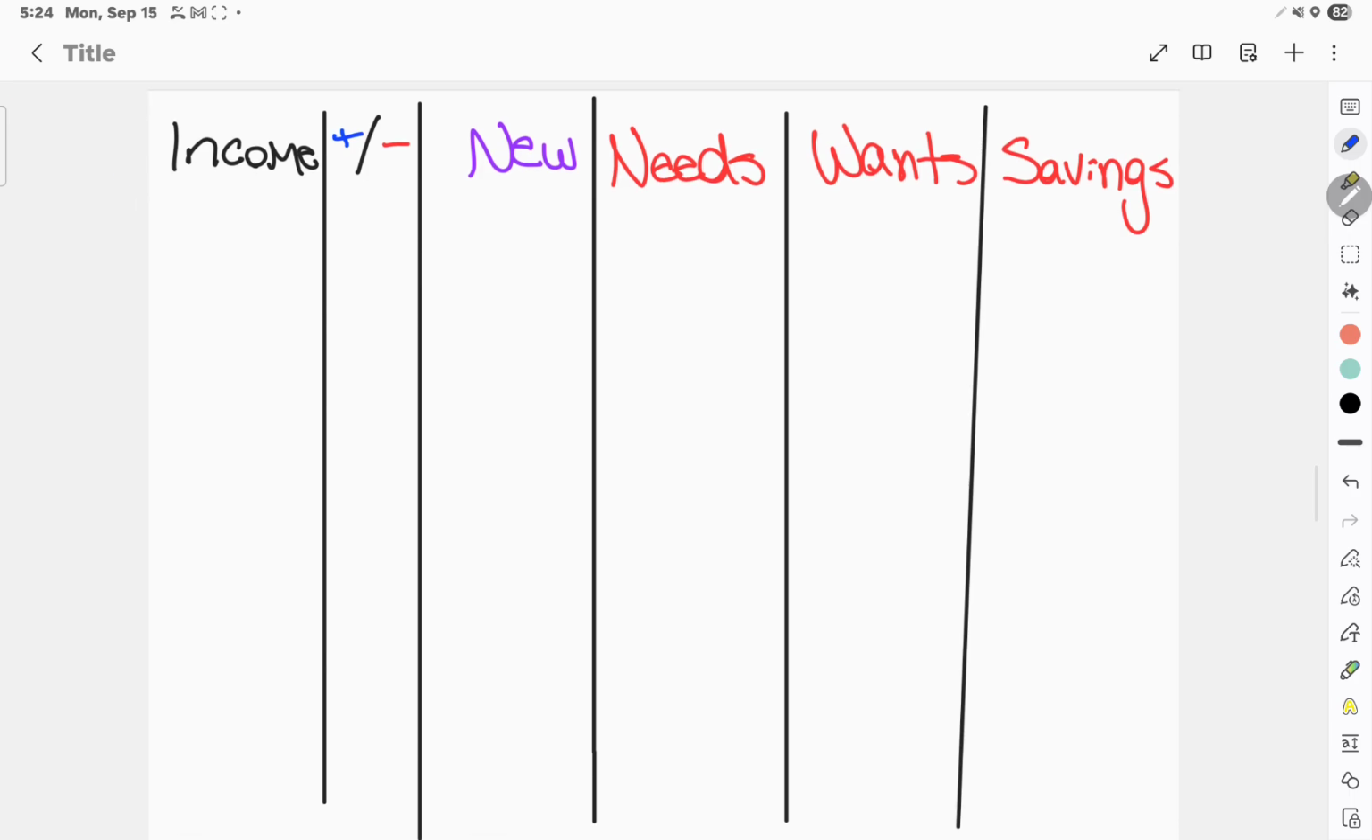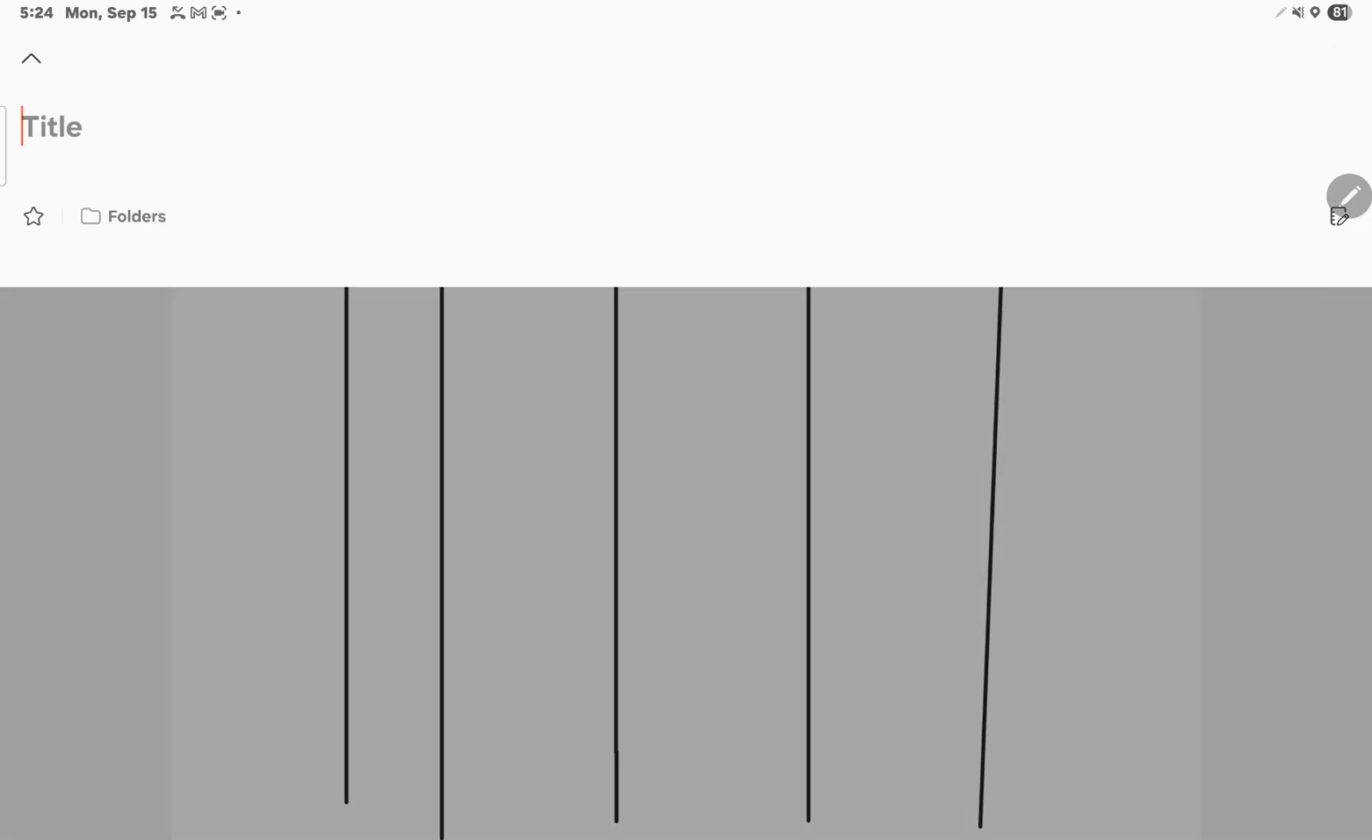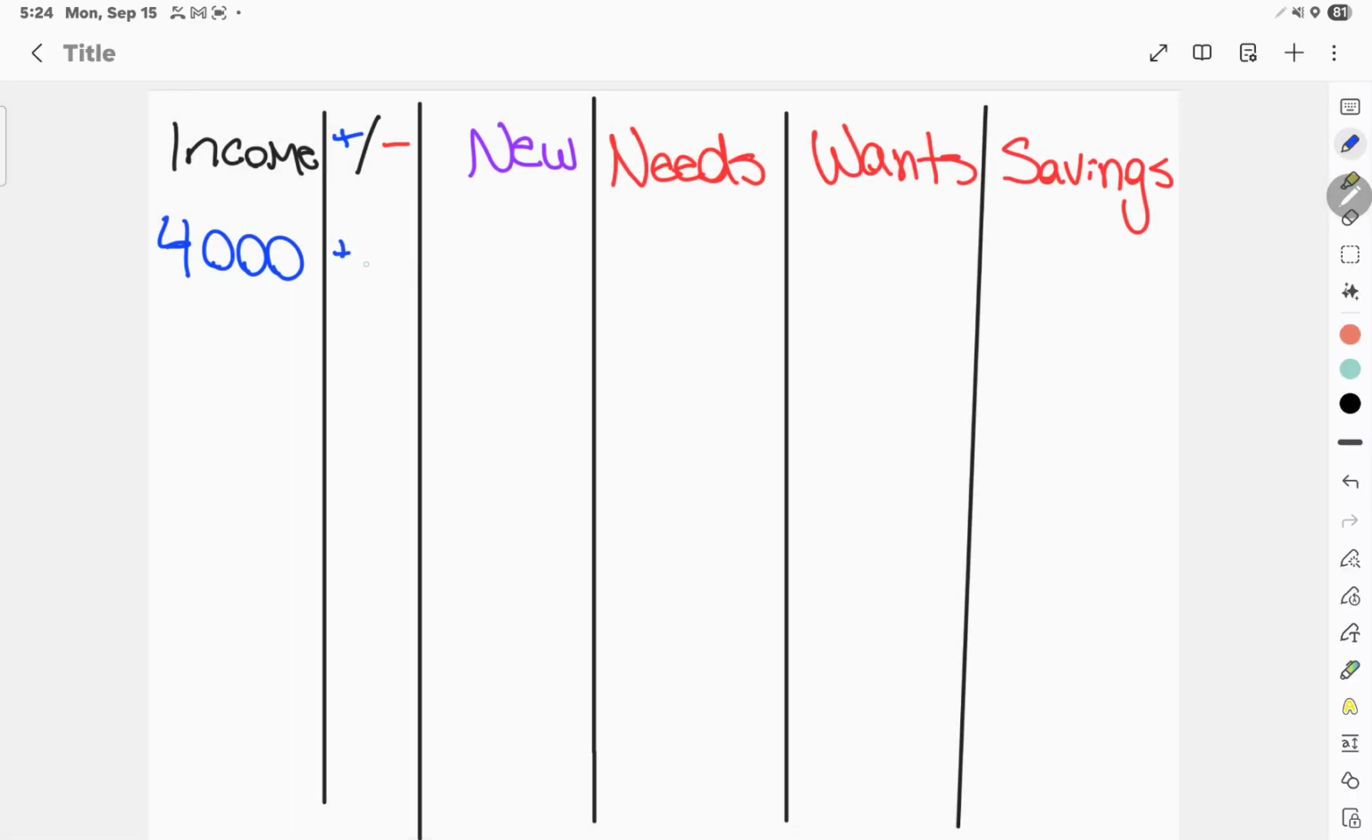So for example, if our income is $4,000 and we add $800 a month, then our new income becomes $4,800. Now we can turn that into a percentage. That's roughly 20%. So $800 is 20% of 4,000. So we get a 20% increase on our income. And that'll be important for our next lesson.